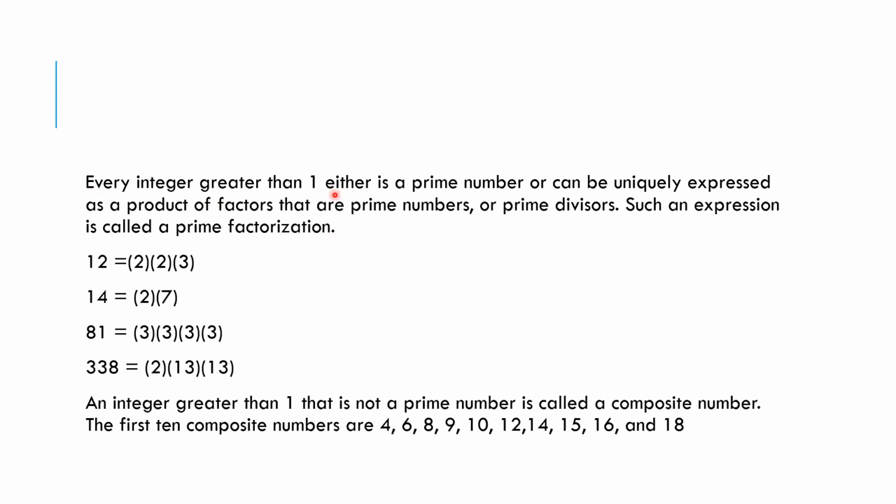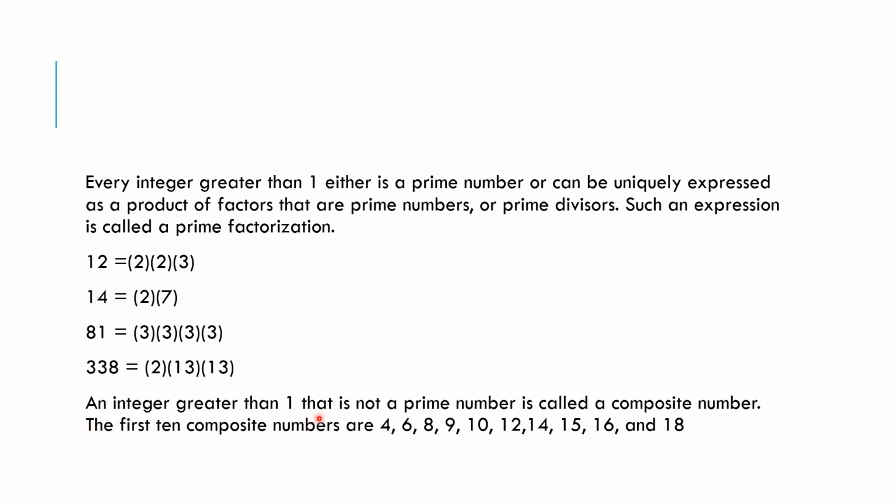Every integer greater than 1 either is a prime number or can be uniquely expressed as a product of factors that are prime numbers, or prime divisors. Such an expression is called the prime factorization. Like 12 can be expressed as 2 into 2 into 3, 14 can be expressed as 2 into 7, where 2 and 7 are the prime factors, 81 can be expressed as 3 into 3 into 3 into 3, 338 as 2 into 13 into 13.